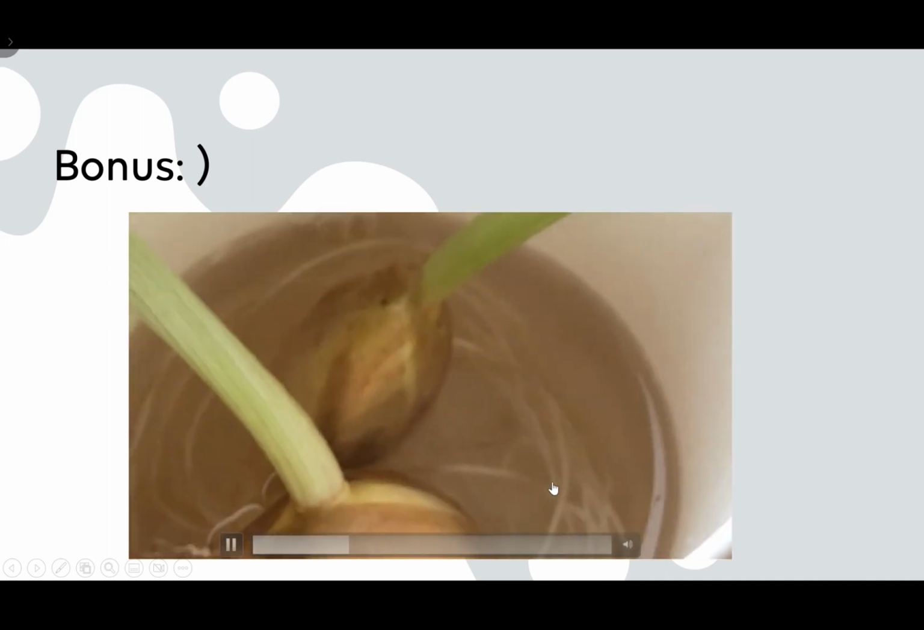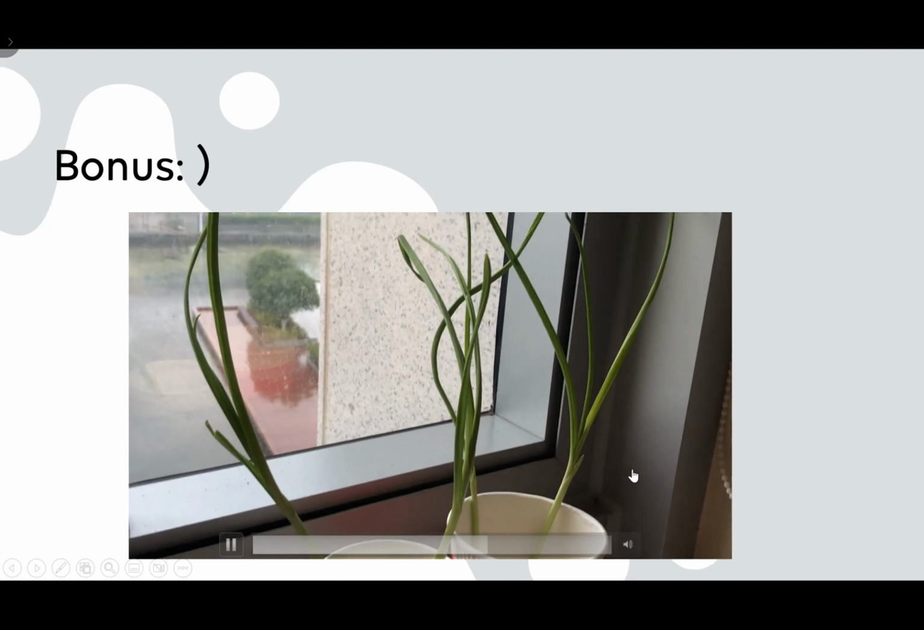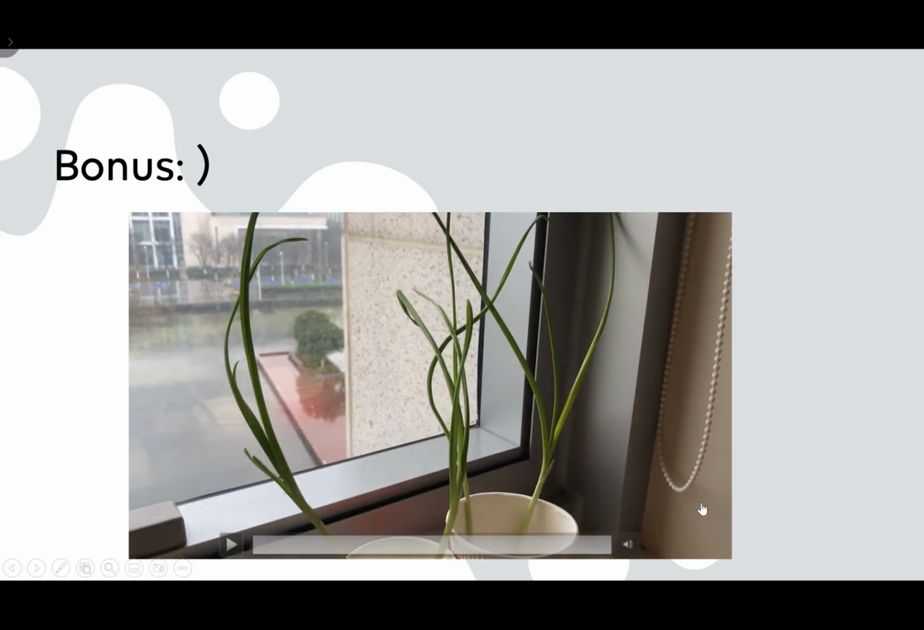Look, my baby garlics are thriving. Nice. 3 weeks after the initial experiment.